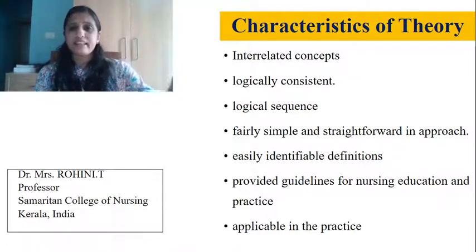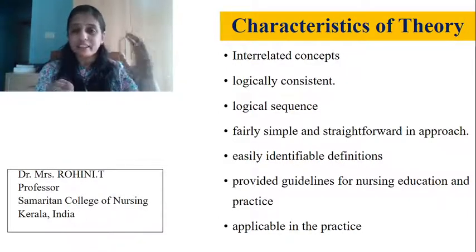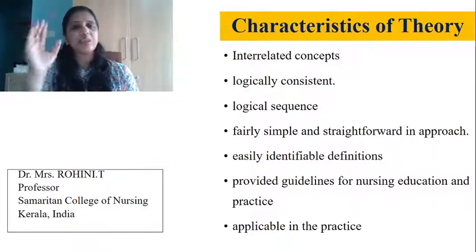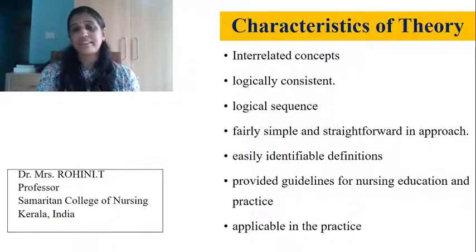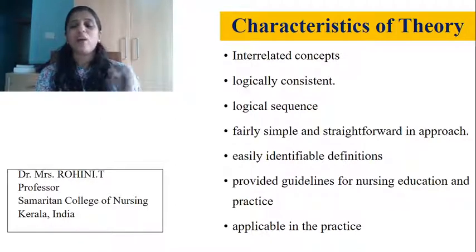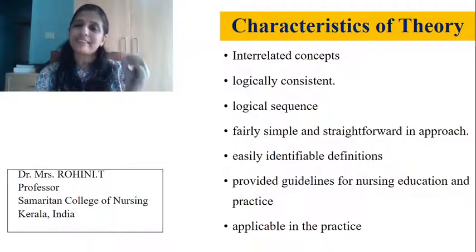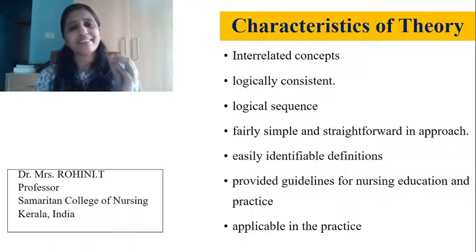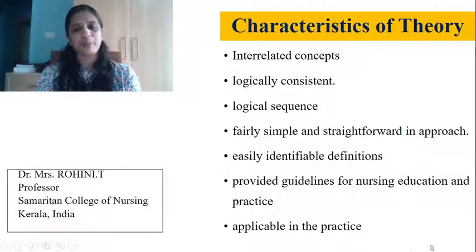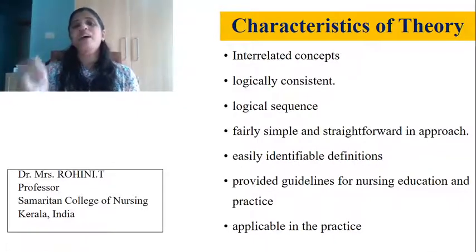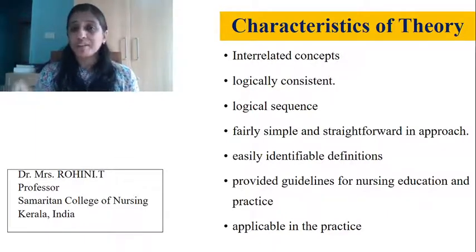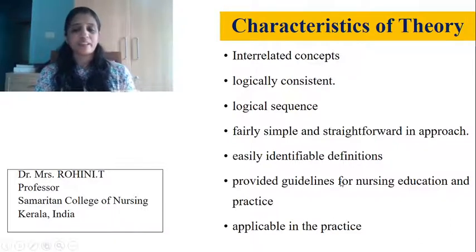It also has a logical sequence. It is not that she says A and then she talks about Z. She's talking A, B, C, D. So there is a logical sequence in her concepts discussed in the system model. It is simple and straightforward. Once you understand the Neuman systems model, you will enjoy this model because you know that it's such a comprehensive model. It is such an easy model. Once you understand the basics, it is very simple and very straightforward in approach. There are identifiable definitions. Neuman has told what is the definition of each word. What is internal? What is external? What is intrapersonal stressor? What is a basic structure? So there are identifiable definitions.